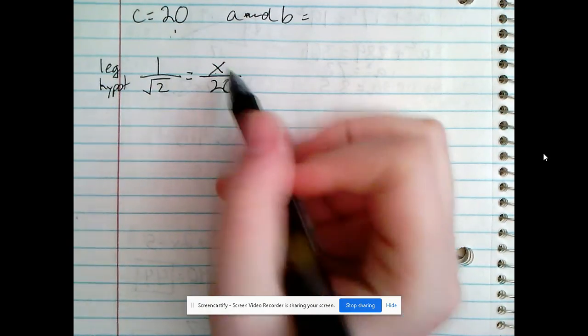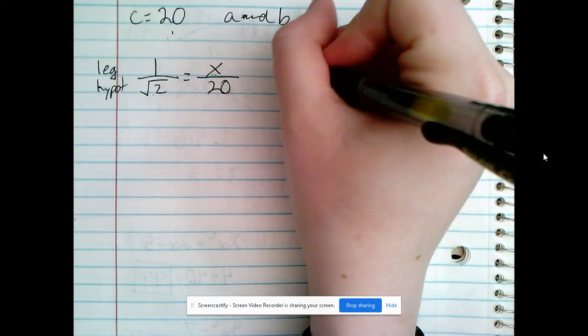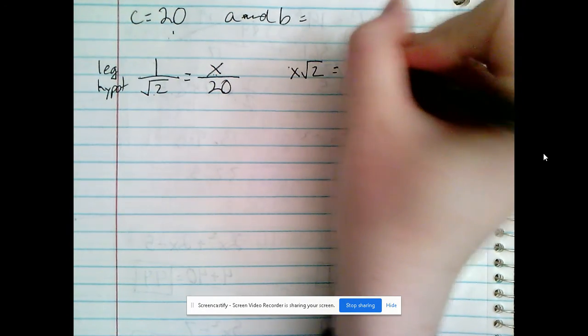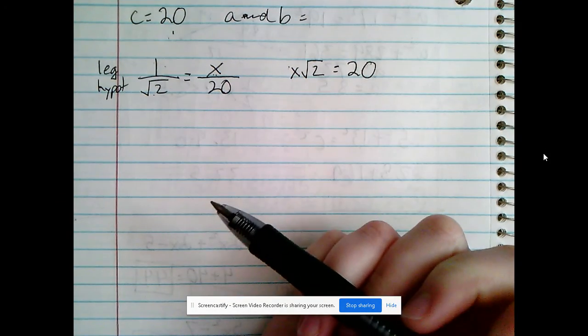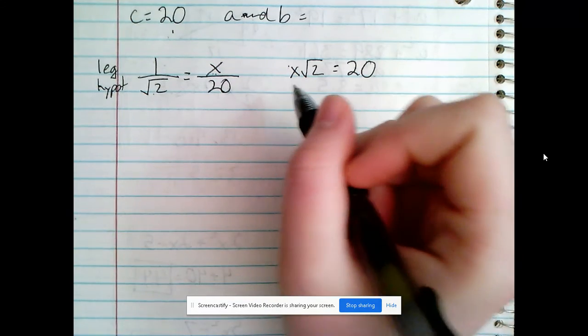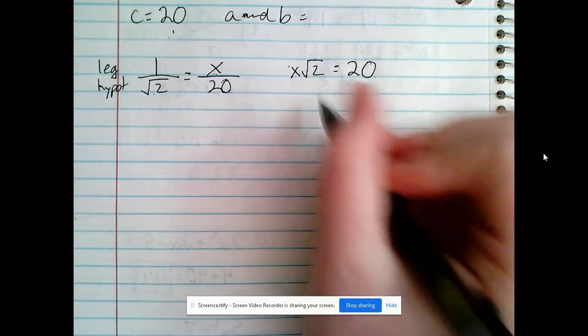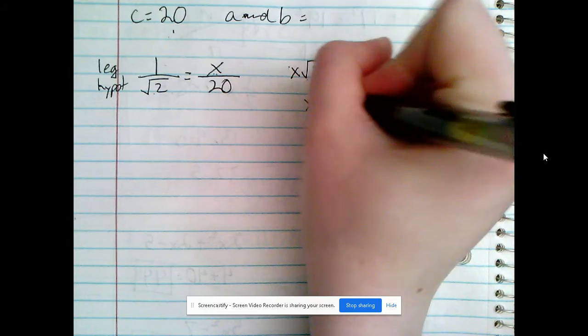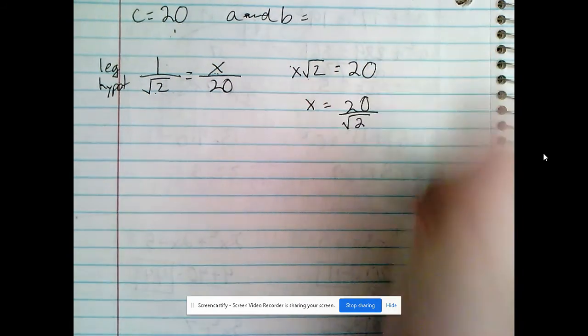So we're going to cross multiply, right? We have X times root 2 equals 20. The crosses equal each other. So we have X root 2 equals 20. Now we need to get X completely by itself. In order to do that, we need to divide by root 2. So then we get X equals 20 divided by root 2.